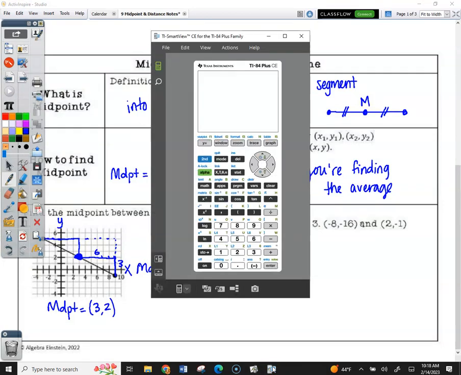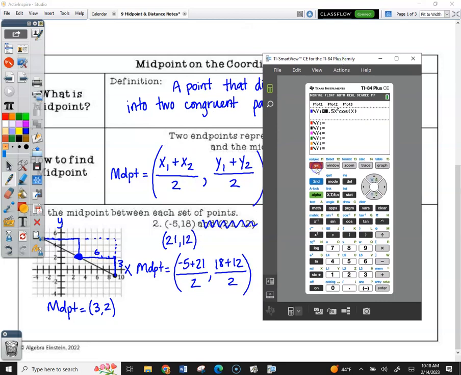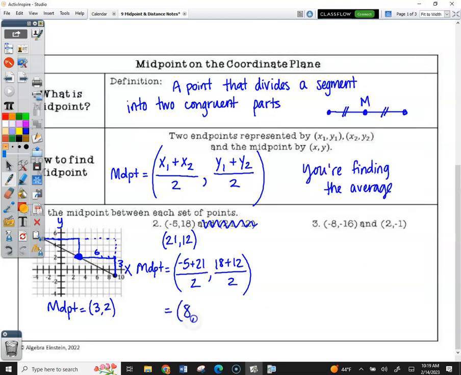I'm pulling up my calculator to show you. All right. So I have a really big fraction. You can only enter one of them at a time. You can't do both at the same time. So I'm going to hit alpha y equals. I'm going to type -5 plus 21, arrow down 2, and I get 8. Then I'm going to repeat alpha y equals 18 plus 12, arrow down, 2, and I get 15. So the midpoint is (8, 15).